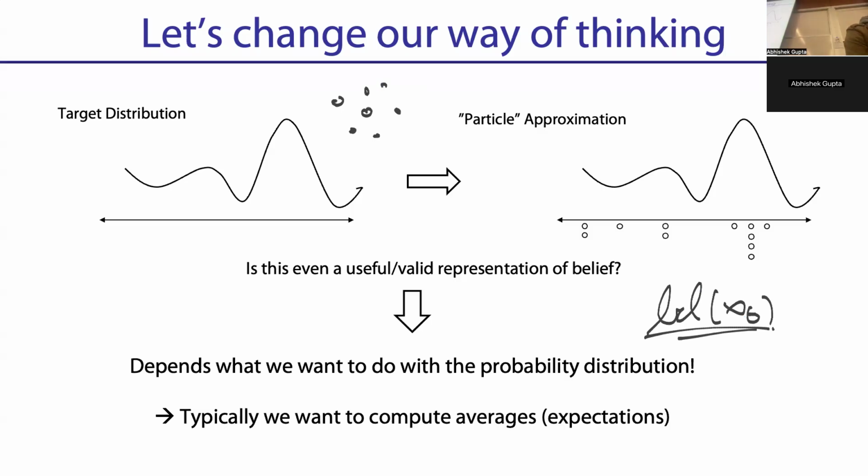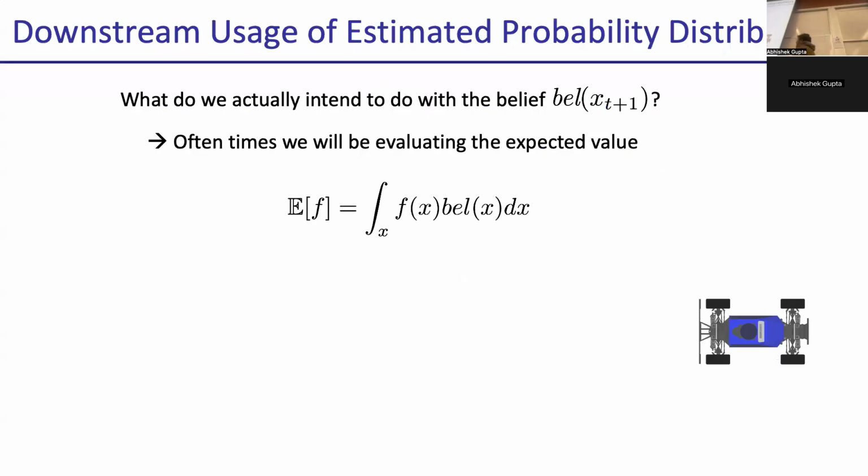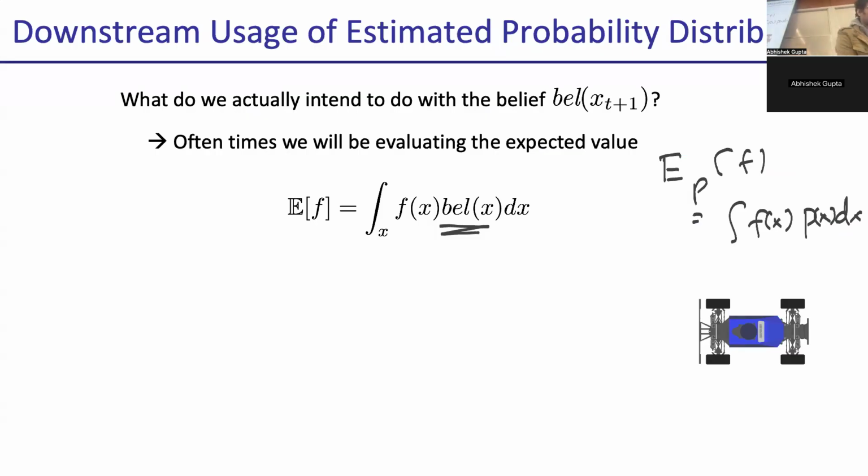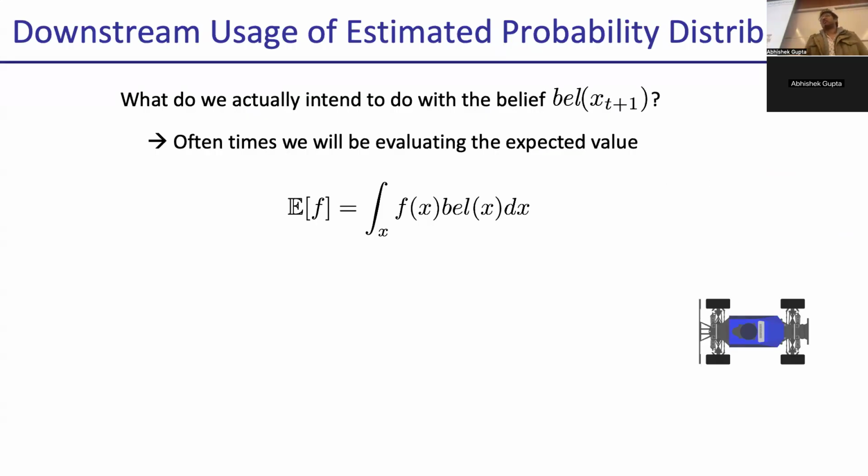And so one of the key constructs we need to do with particles is compute an expectation. And so an expectation, just by definition, the expectation of f with respect to some probability distribution P is an integral of f of x, P of x dx, right? So what we want to be able to do is, with the representation of belief as a set of particles, can we actually compute expectations, right? Expectations are just averages. Just averages.